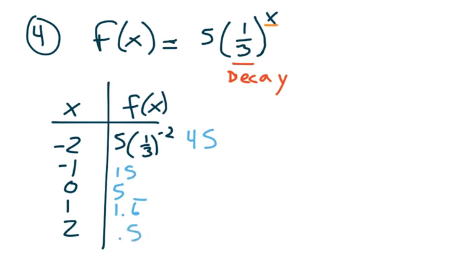Alright. We also have a plus 0 over here. And this 0 is your horizontal asymptote. So let's go over to the graphing part. So my horizontal asymptote is at 0.